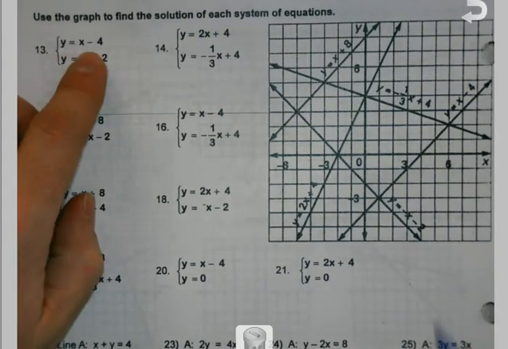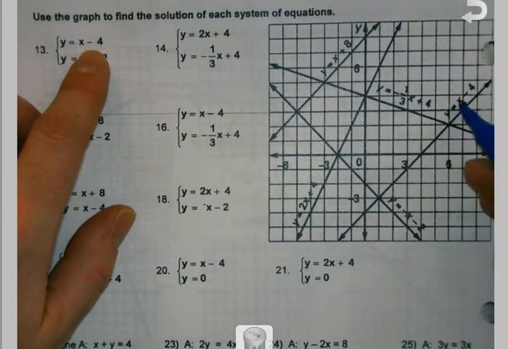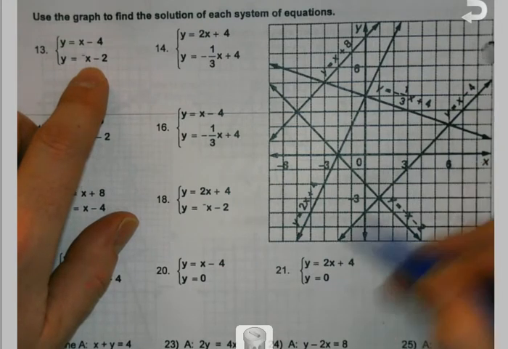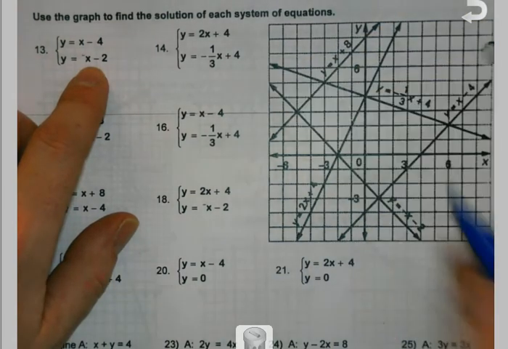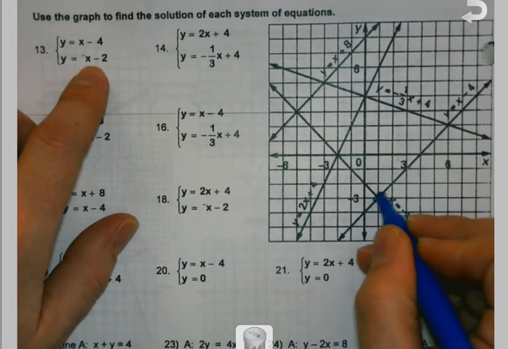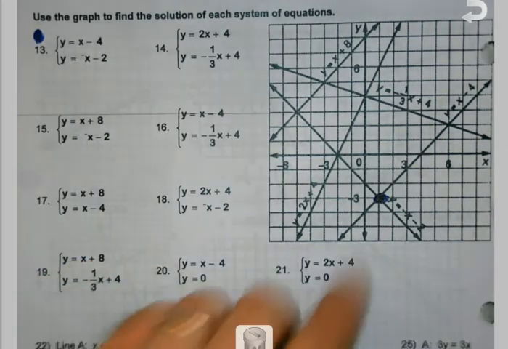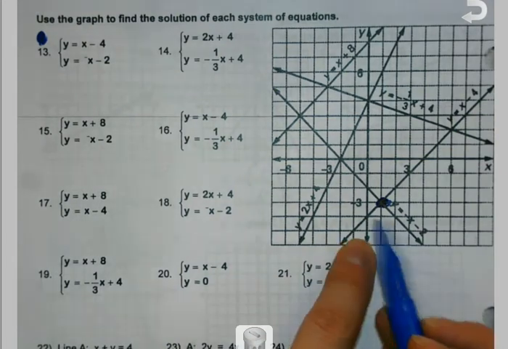So y equals x minus 4. Okay, so that's this line right here, because I see the equations on it. So I'm just going to keep that in mind. y equals negative x minus 2. Let's see. Okay, so here's my first line. Here's my second one. Looks like they cross right here, because here's the one line, and here's the other one.